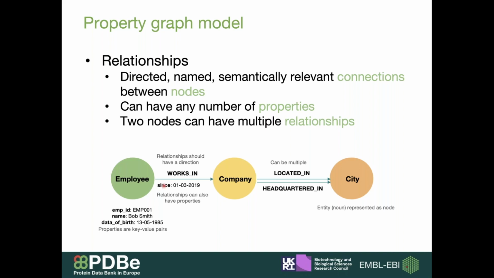And it is also possible to have any number of relationships between the same set of nodes. For example, in case of the relationship between company and city nodes, the located in relationship can be used to depict the location, and the headquartered in relationship can be used to denote the headquarters of the company.